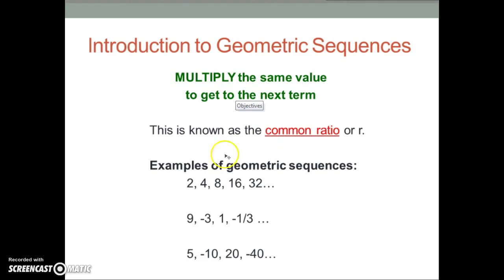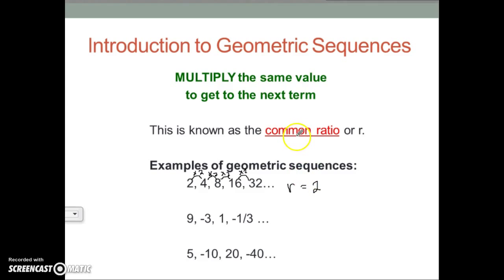In this first example, we have the sequence 2, 4, 8, 16, and 32. You can probably see that with this sequence, we are multiplying by 2 to get to each next term in the sequence. So 2 times 2 is 4, 4 times 2 is 8, 8 times 2 gets us to 16, 16 times 2 gets us to 32. So R for this sequence, the common ratio, is 2.